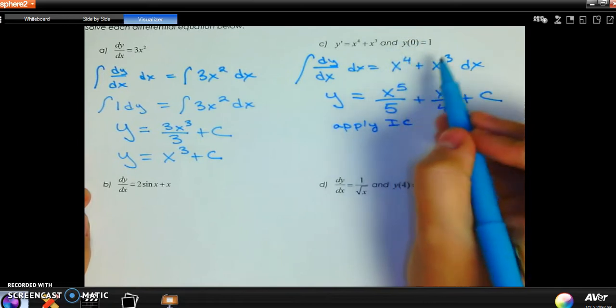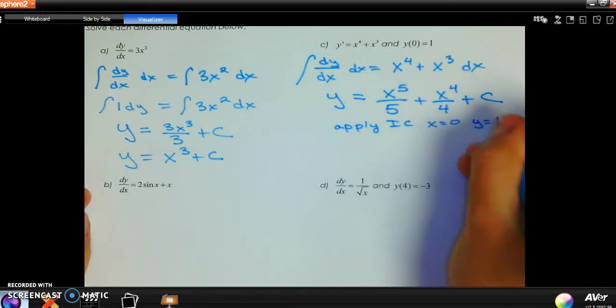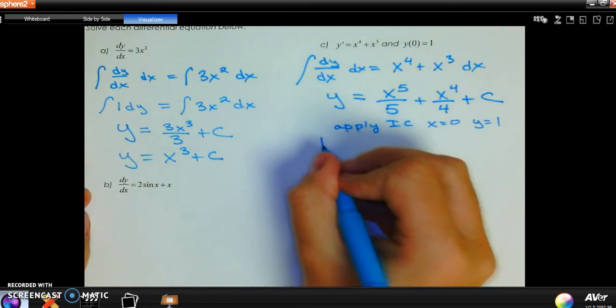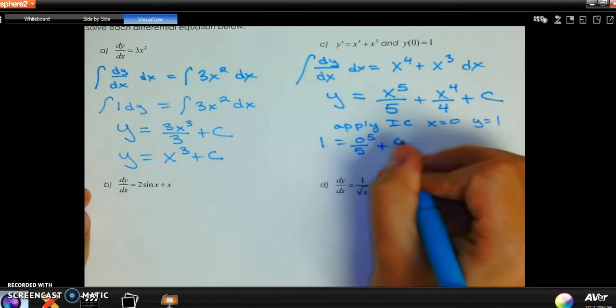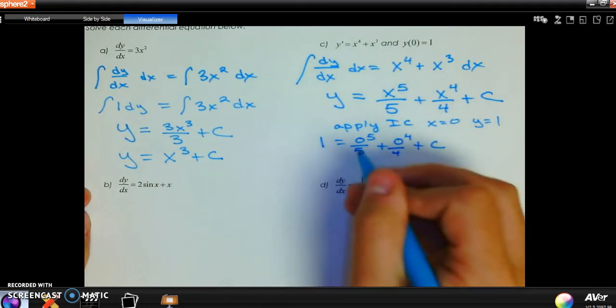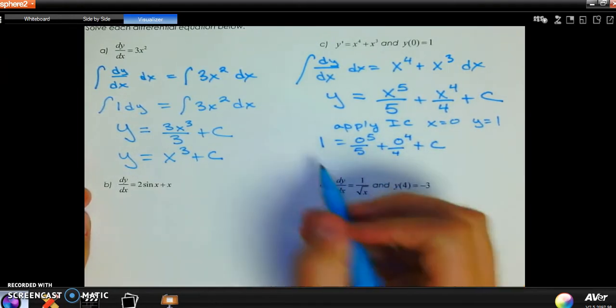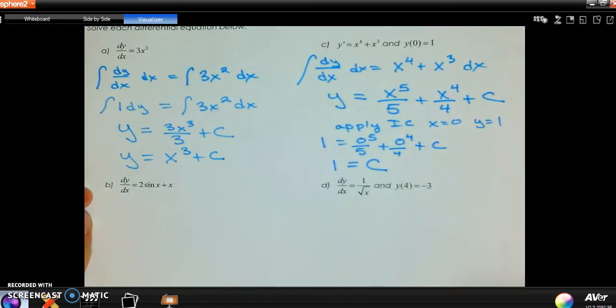This up here is my initial condition, so that tells me that x equals 0, y equals 1. So I'm going to do that. I just say y equals 1 and x equals 0. This one works out nicely because 0 raised to a power is just 0. So this whole piece is 0, this whole piece is 0. So you get 1 equals 0 plus c. Now, just be careful there. Make sure you're answering the question.